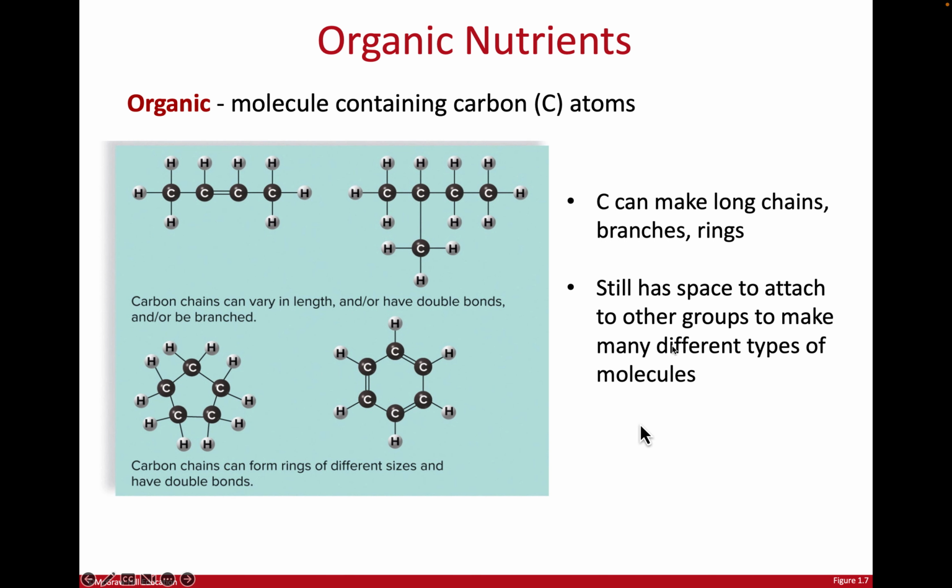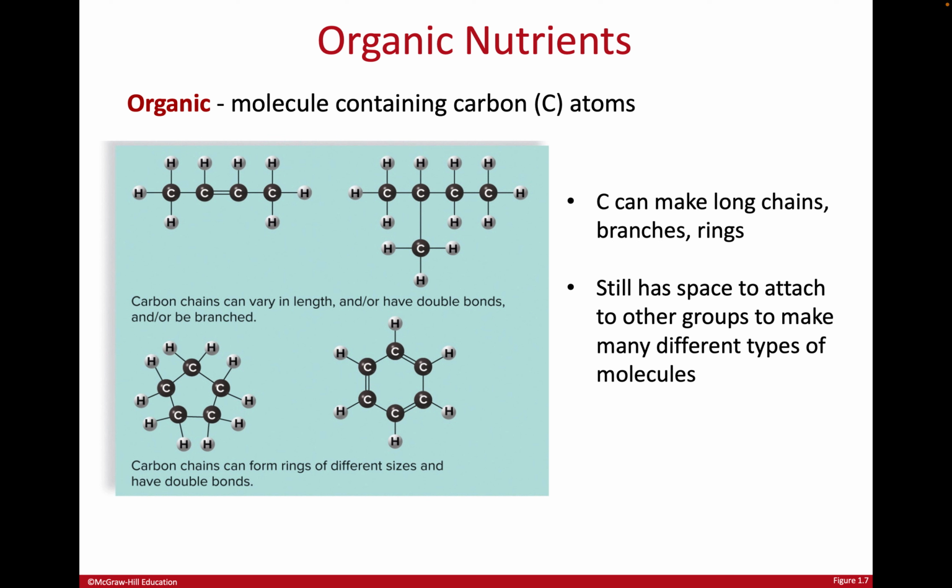You'll also notice that we can put carbons in chains. And you can see on the top left that there's a chain with a double bond. And you'll notice the carbons are attached to lots of other things, in this case hydrogens. On the top right, you'll notice that we have a branching pattern. So we have a carbon branching off, and we can make extensive branches off the carbon skeleton.